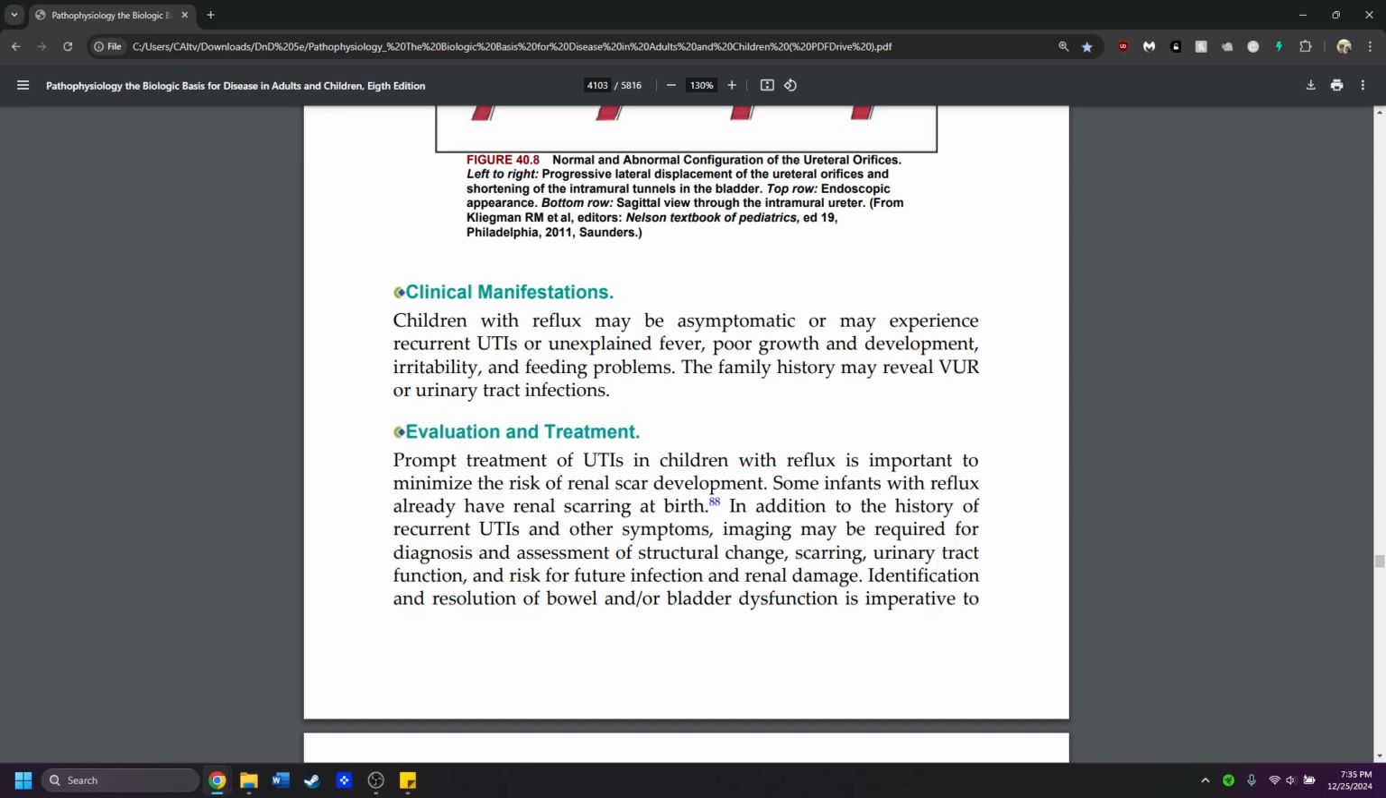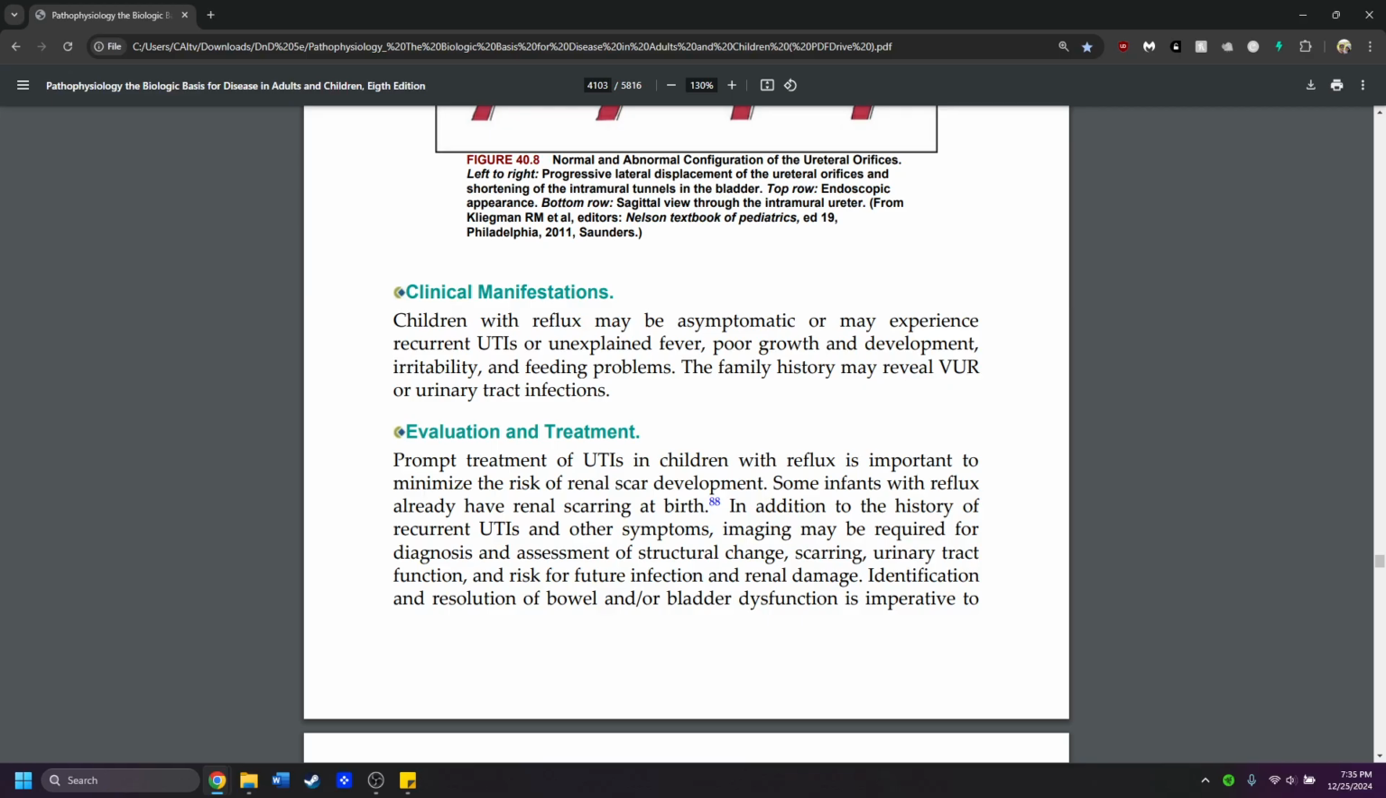Children with reflux may be asymptomatic or may experience recurrent UTIs or unexplained fever, poor growth and development, irritability, and feeding problems. The family history may reveal VUR or urinary tract infections.